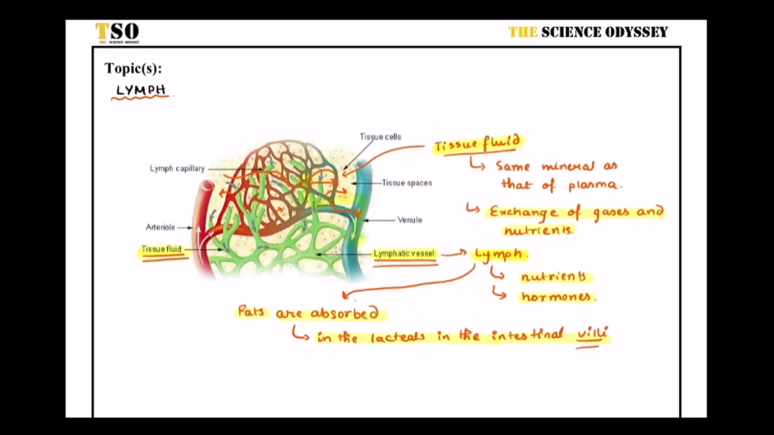So that was all about lymph, and slowly and gradually we are going to start with the actual circulatory system, and we're going to see what the different kinds of circulatory system are, and also take a deeper dive into the heart system and how it pumps blood and all that. So on to the next video.